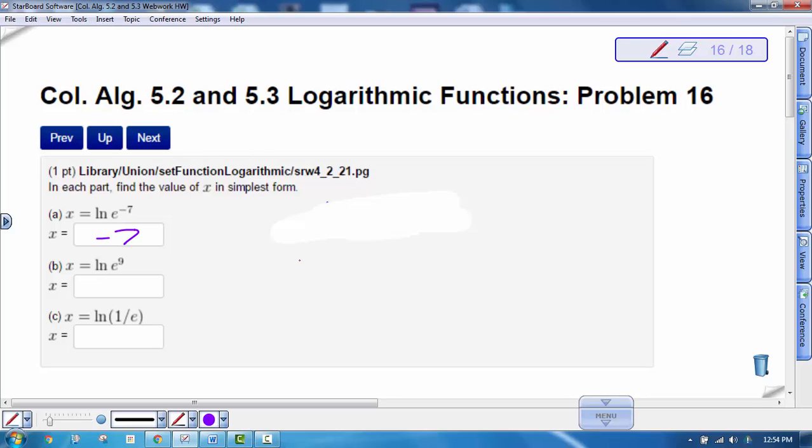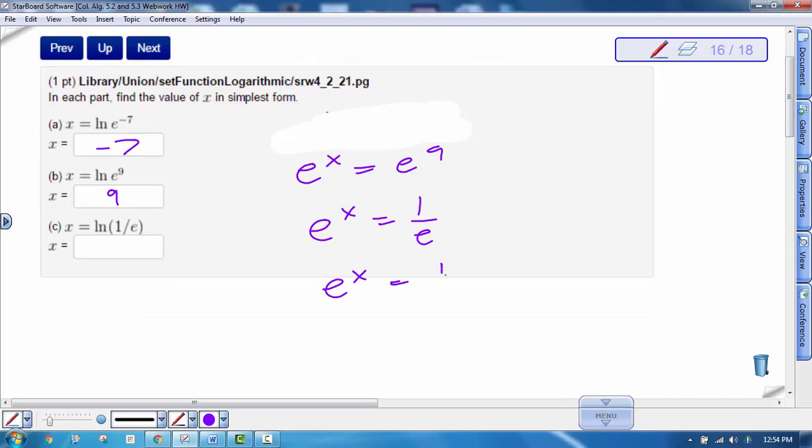Same thing for the next one. Base to the exponent equals the argument, x has to be 9. And last one, base to the exponent equals the argument. Now I'm going to rewrite that as e to the negative 1, and so x equals negative 1 there.